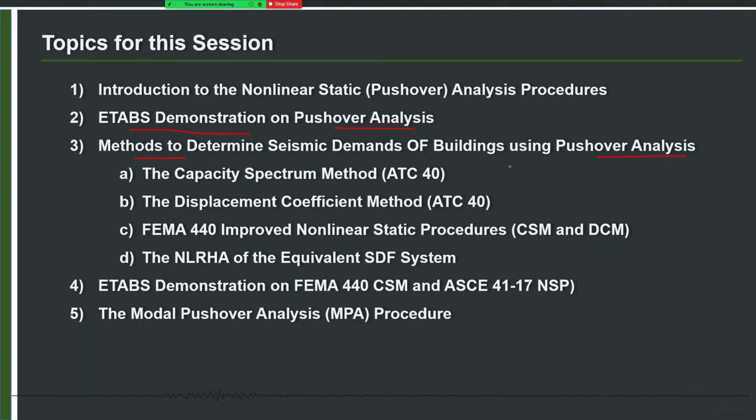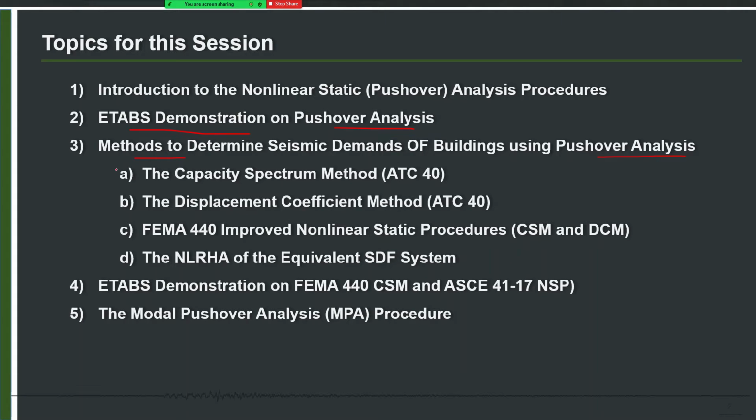Because the complete pushover analysis is when you use it for the seismic performance assessment of real buildings. Sometimes the word pushover analysis is also referred to only as plotting the pushover curve, but the complete method will actually be determining the seismic demands or building performance against a given seismic hazard level.